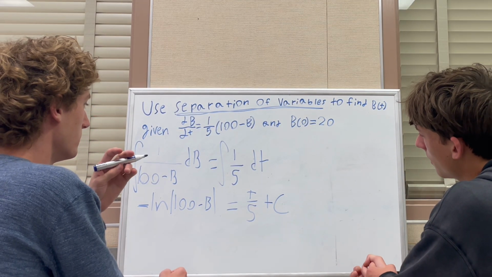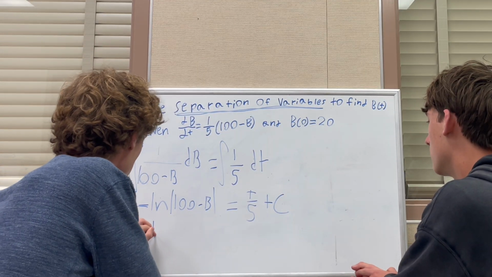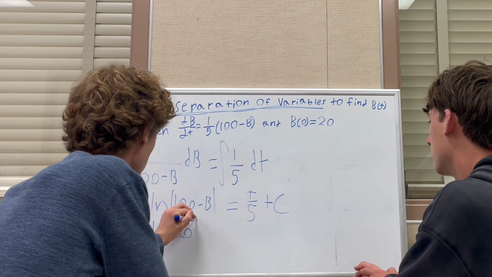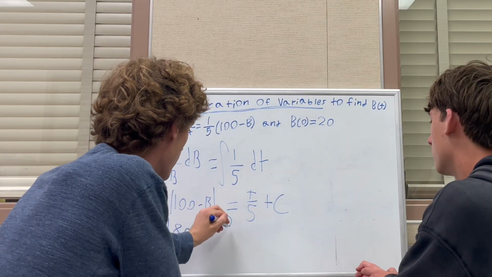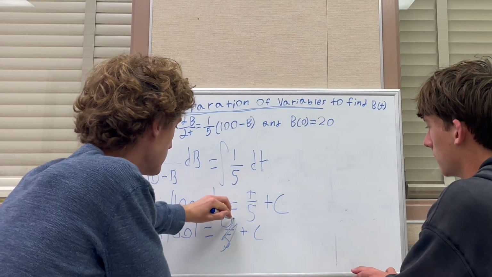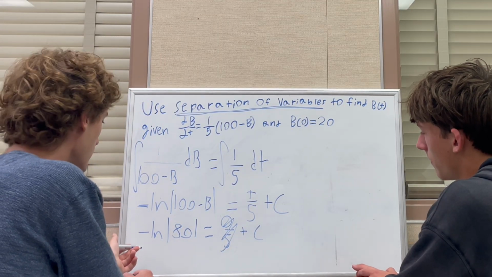So can we just plug that in? That's all you have to do. So negative natural log of 100 minus 20, let's just say 80, is equal to t, which is 0, over 5 plus c. And this is just 0, so c is equal to the negative natural log of 80.